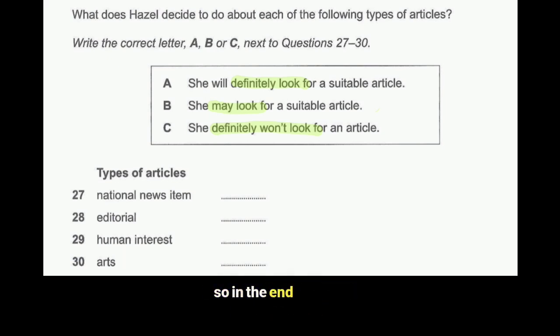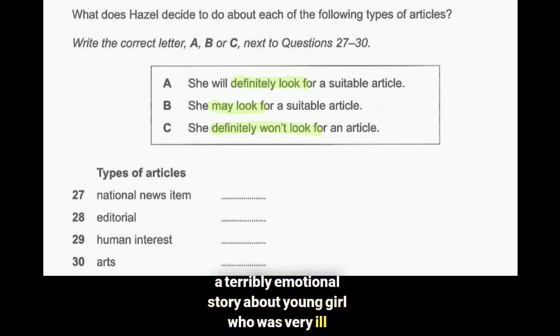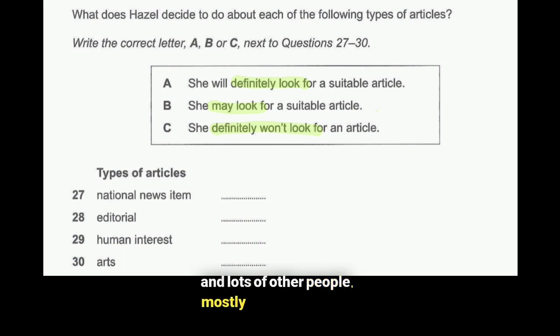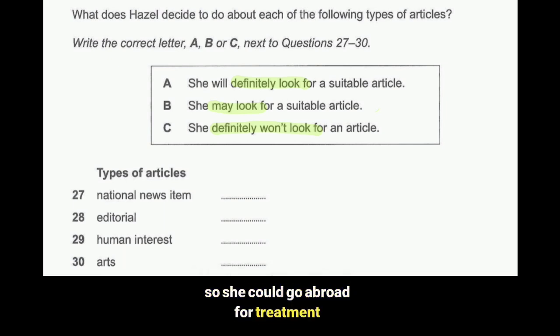So in the end, I chose a human interest story, a terribly emotional story about a young girl who was very ill, and lots of other people, mostly strangers, raised money so she could go abroad for treatment. Actually, I was surprised. Some papers just wrote about how wonderful everyone was, but others considered the broader picture, like why treatment wasn't available here. I usually find stories like that raise quite strong feelings in me.